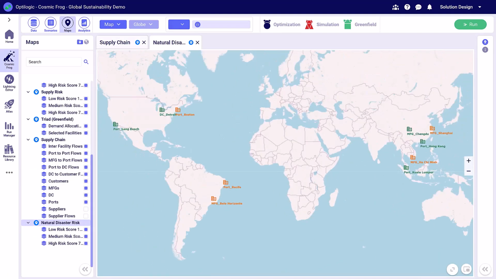We can also learn valuable information about risk on the map. Here is a natural disaster risk score by location. Green is low risk, orange is medium risk, and red is high risk. This risk profile is an important part of climate analysis, because it includes the risk for climate-related weather events like droughts, floods, landslides, and cyclones.